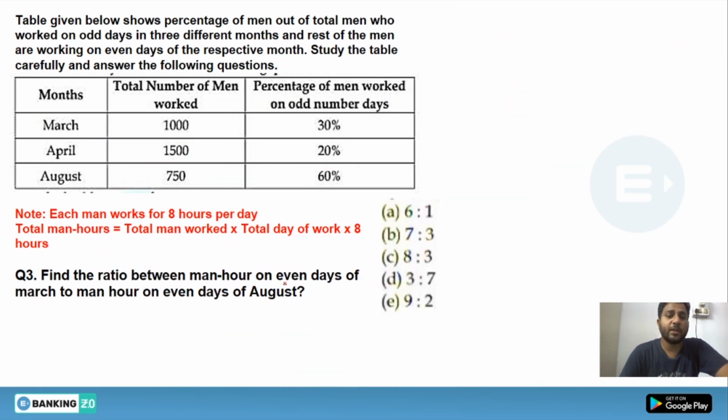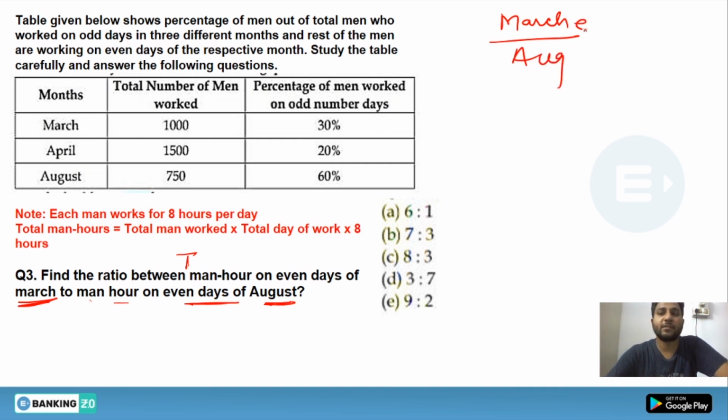Find the ratio between total man hours on even days of March to total man hours on even days of August. So we have to find the ratio of March and August. For which days? Even days. So they are talking about even days. Now in March, you know that there will be only 15 days which are even days.